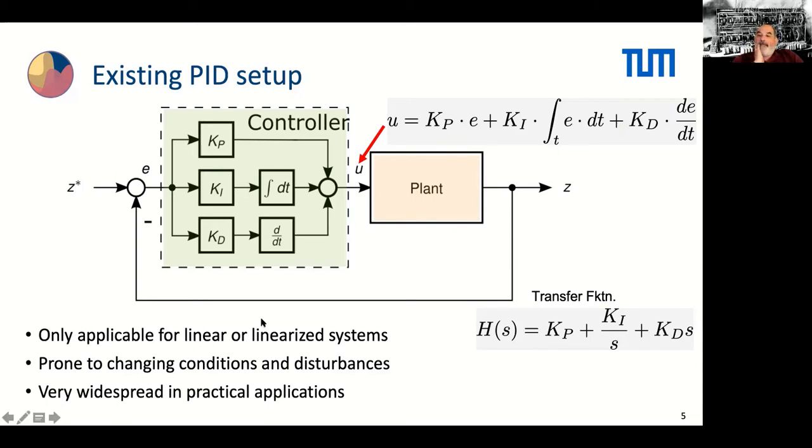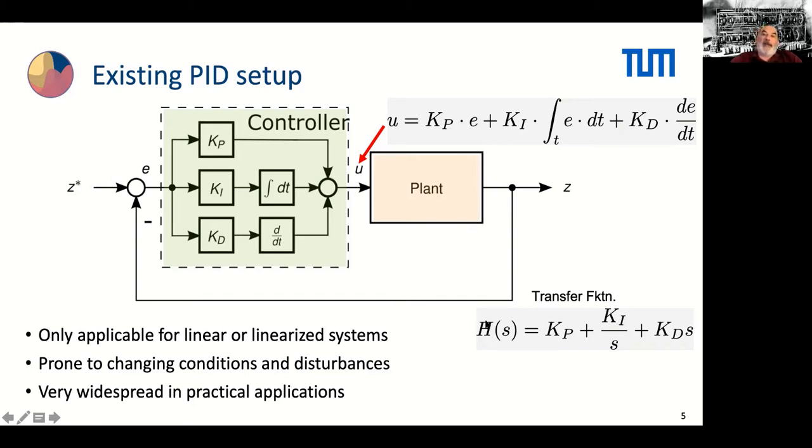I would say the majority of control systems around the world are using this type of PID setup. So it's a tremendous success for control engineering over the years. But it's in that sense a static controller. It's only applicable for linearized or linear systems, if the plant's behavior is more or less stationary in time, so its properties do not completely change over time, so that the controller is matching the behavior of the plant. And if the plant changes its behavior drastically, the controller may have a problem following.